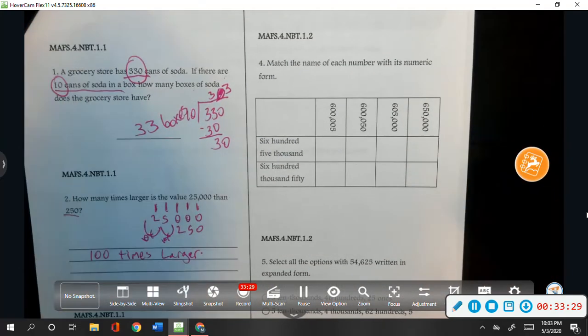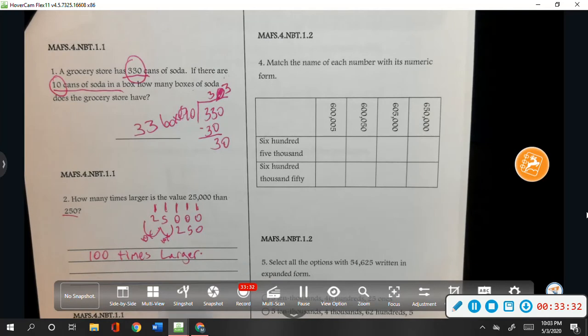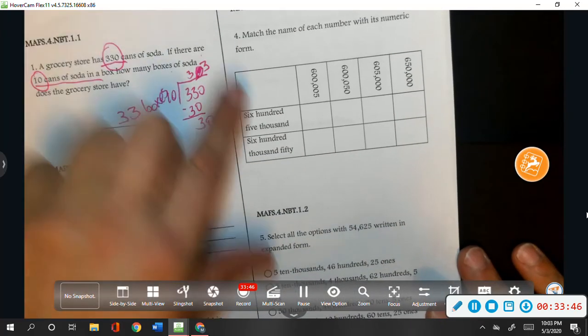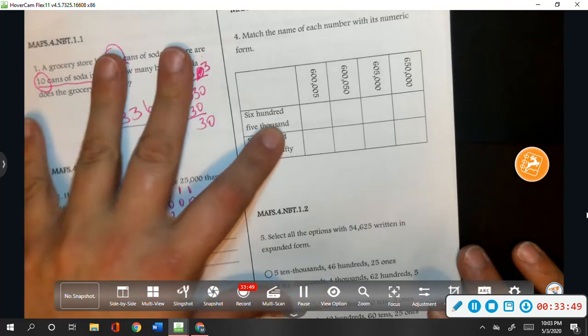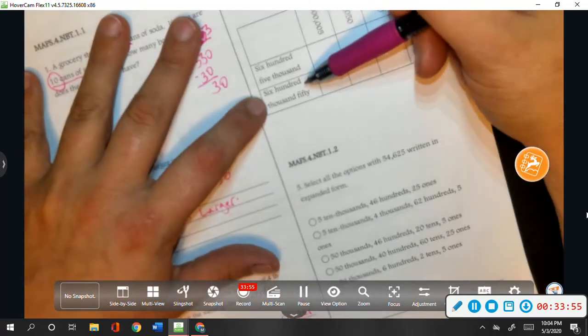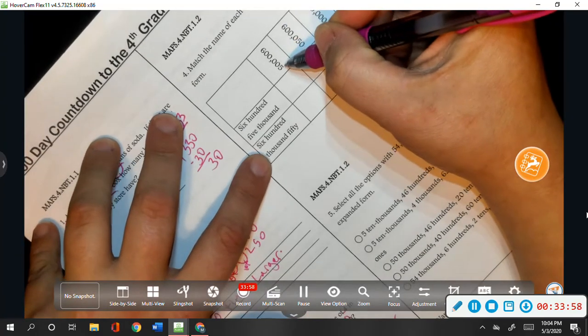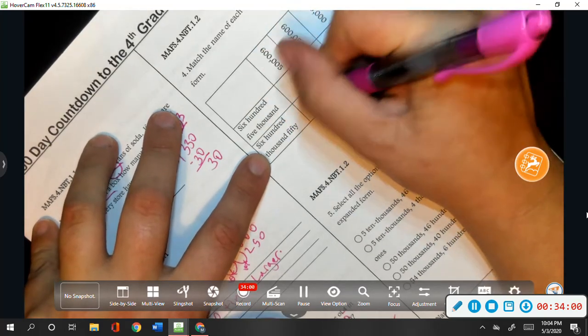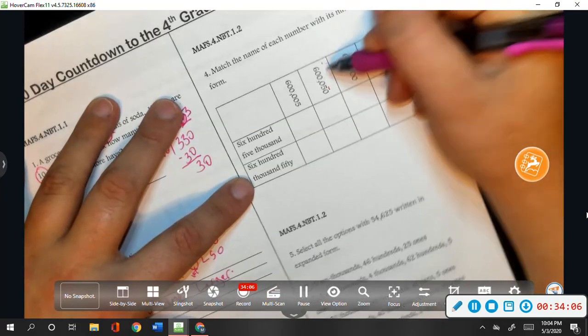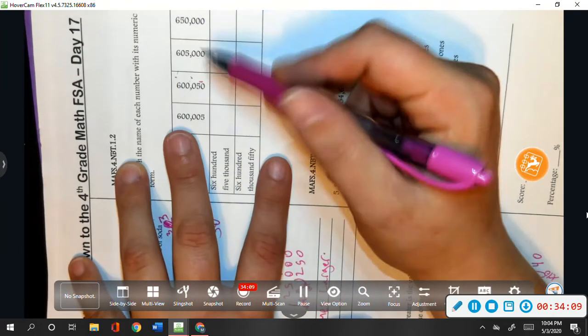Number 4. Match the name of each number with its numeric form. I can't even see that very well. Okay, so this first one says 605,000. So that is not 605,000. What's the bottom one? 650,000. That's not it either. So no. This is 600,000. 600. Let's look at it this way.